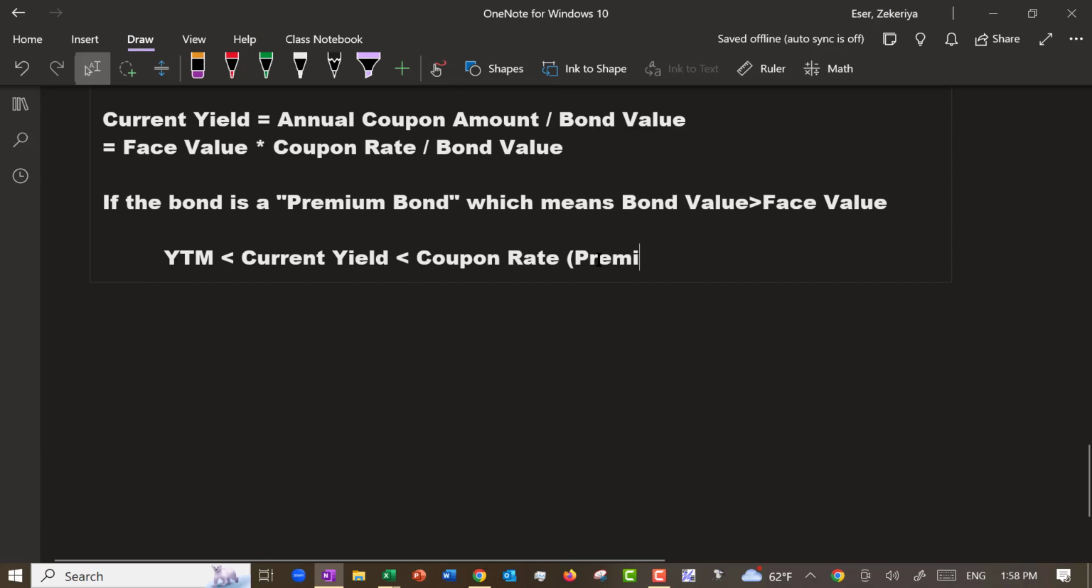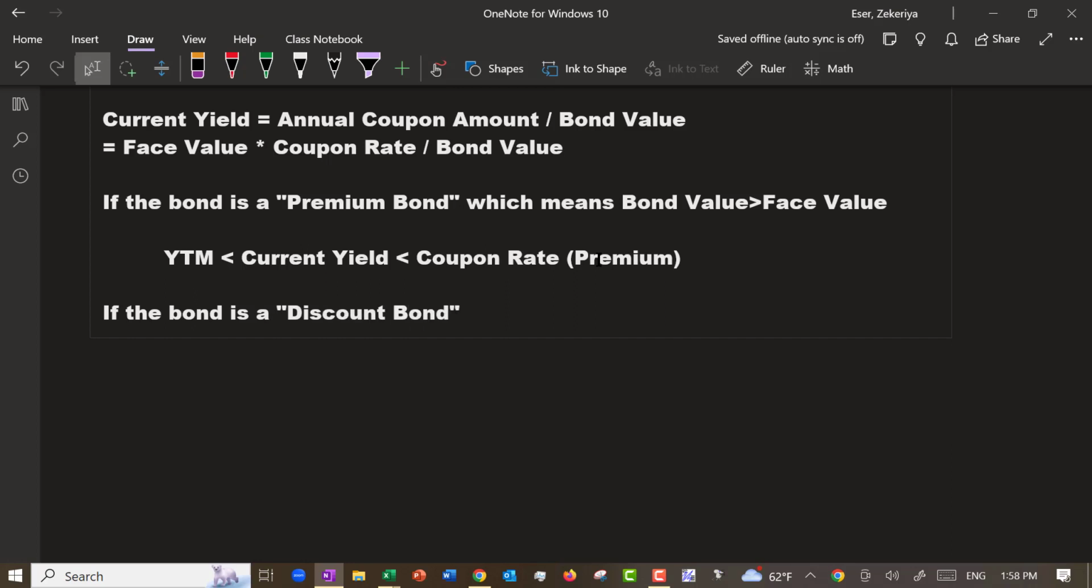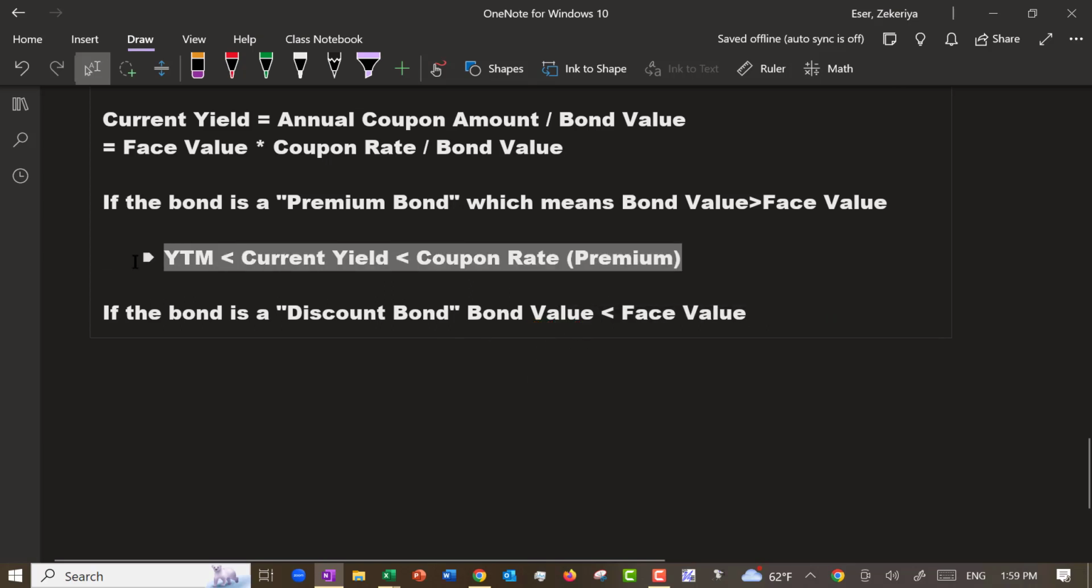If the bond is a discount bond, I'm sure you know what that means. Bond value is less than face value, which necessarily implies that YTM is greater than current yield, greater than coupon rate.